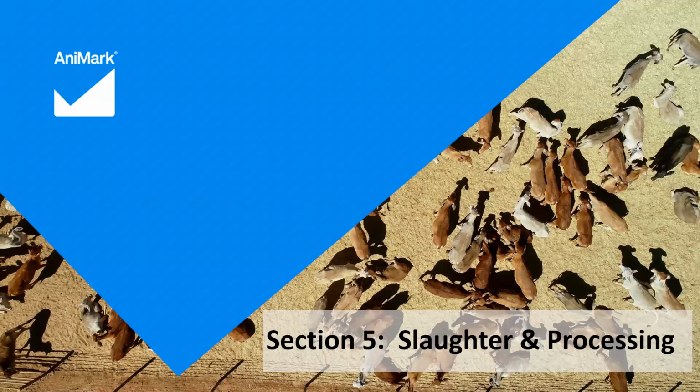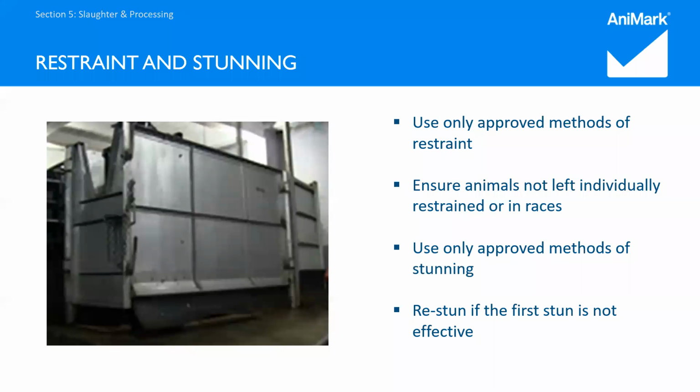This next section contains requirements regarding the slaughter and processing of livestock under LGAP. The key elements are restraint, stunning, if it's being used, and slaughter. The objective of all requirements related to restraint, stunning, and slaughter is the humane and effective slaughter of animals. To achieve this, the requirements under LGAP include that animals be restrained for stunning or slaughter by approved methods.